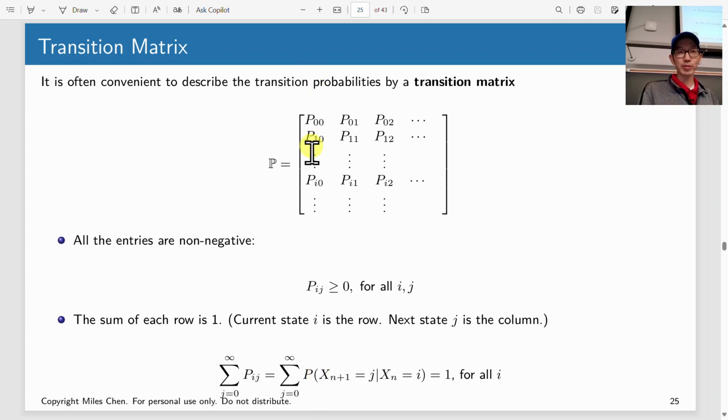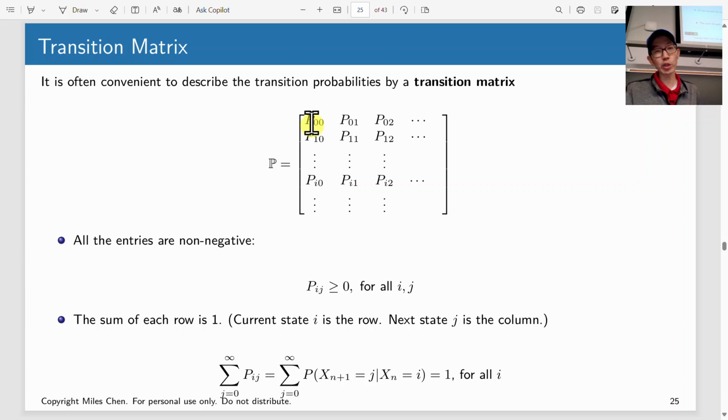If we have a bunch of different states, we can create a big matrix. This is called the transition matrix P. We have P00, P01, P02. Today I'm at state 0, what is the probability I stay at state 0 tomorrow? What is the probability I go to state 1? What's the probability I go to state 2? In the next row, today I'm at state 1, what's the probability I go to state 0, stay at state 1, or go to state 2?